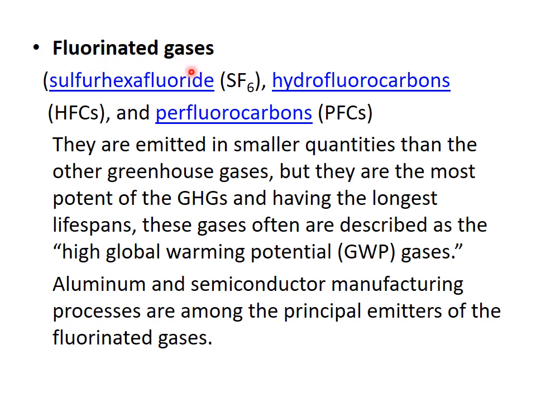And next we have the fluorinated gases. The examples are given here. They are emitted in smaller quantities, but why are they the most potent, meaning most harmful? Because of their capacity to have a long lifespan. Once released, they can stay in the atmosphere for a longer period of time, which means they are more dangerous compared to the other greenhouse gases. And when are fluorinated gases produced? Aluminum production and semiconductor manufacturing involve the release of fluorinated gases.